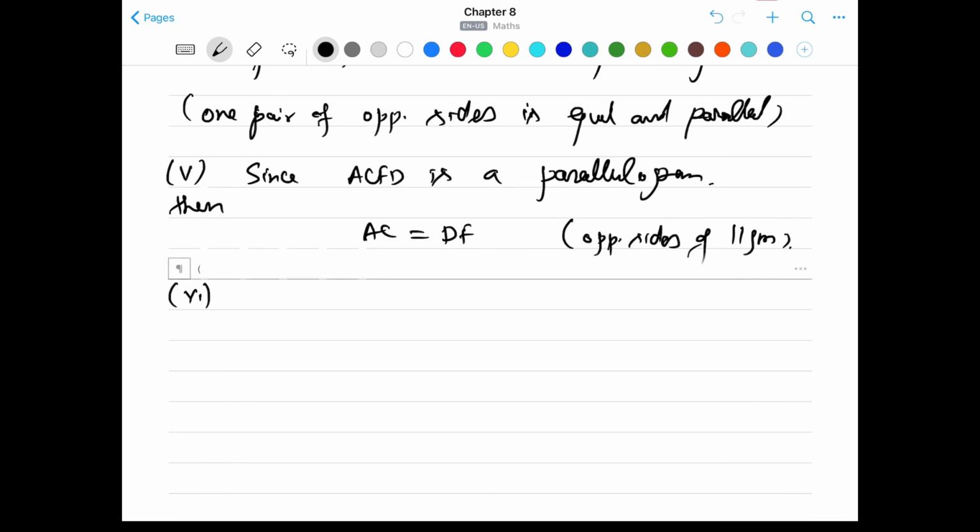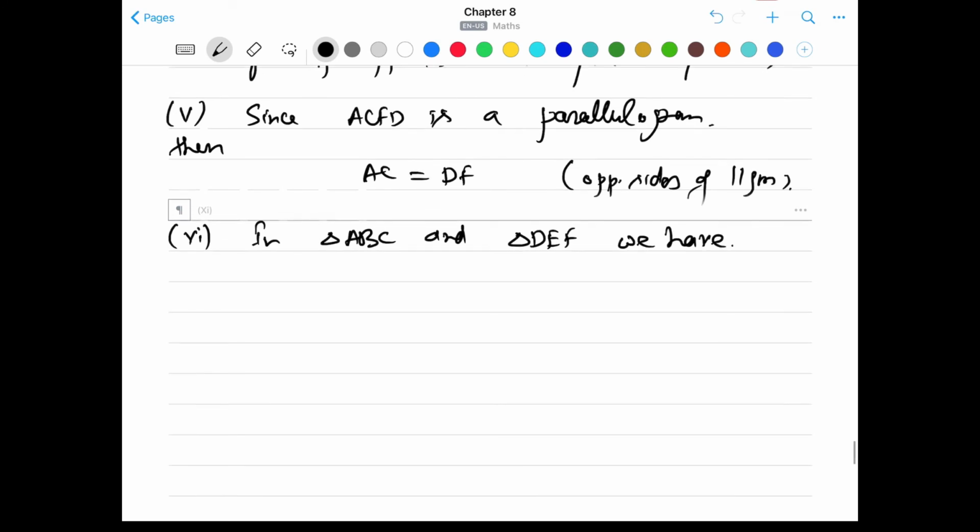Now let's see the last part of this question. We have to prove that triangle ABC is congruent to triangle DEF. So, in triangle ABC and triangle DEF, we have AB equal to DE. The reason is that these are opposite sides of parallelogram ABED.